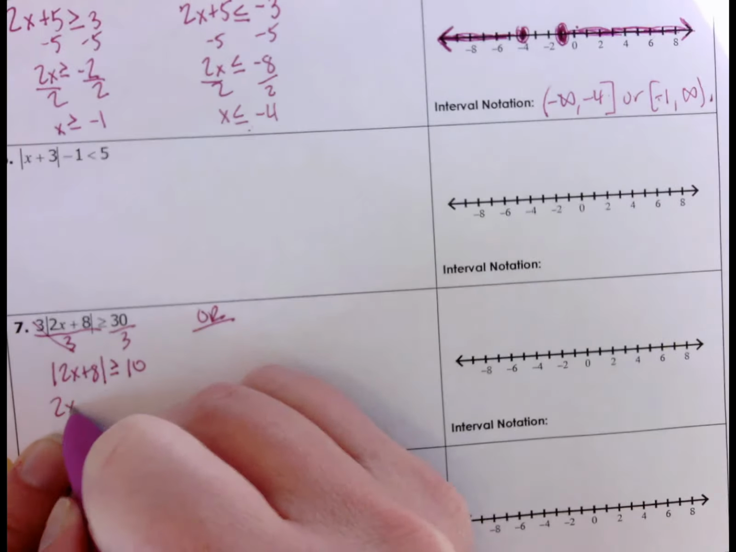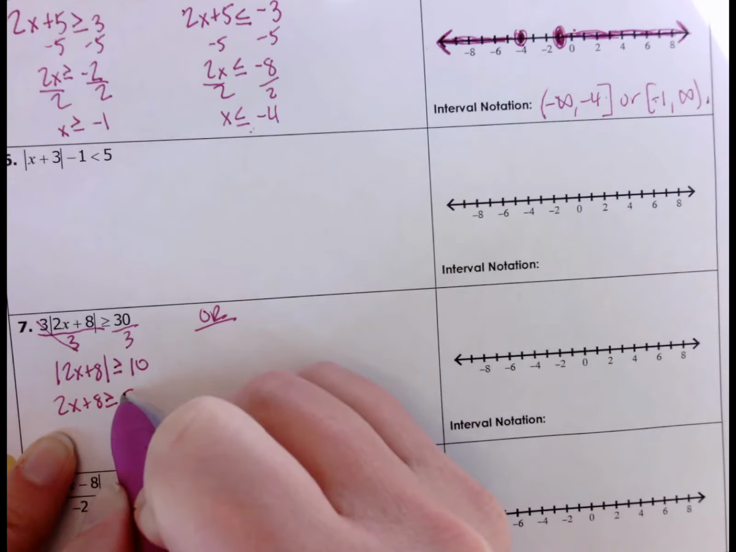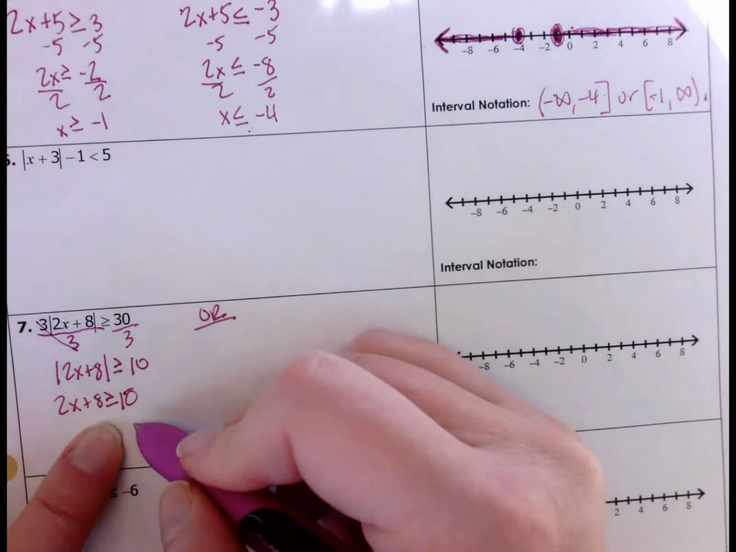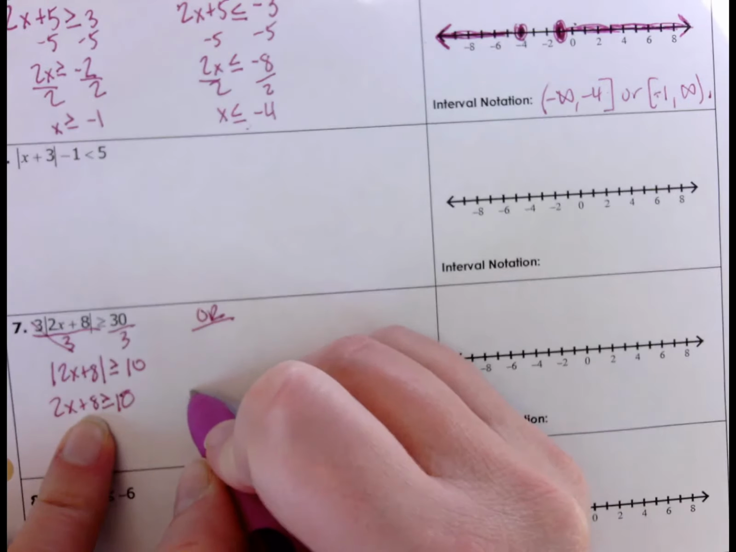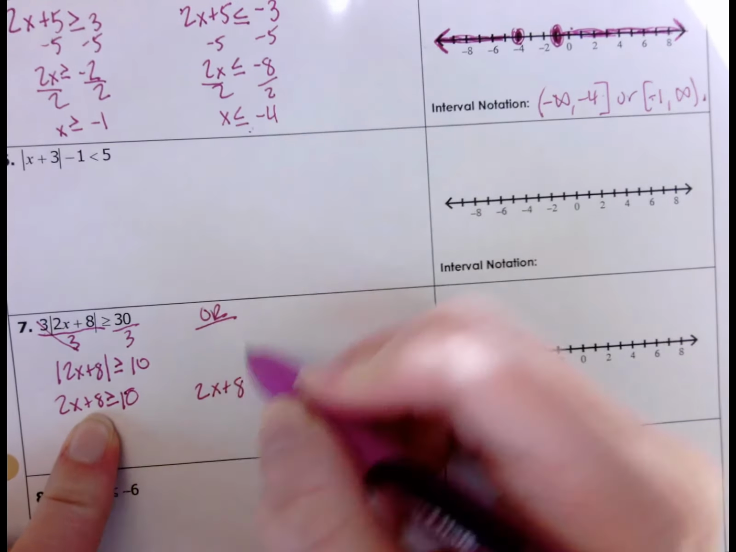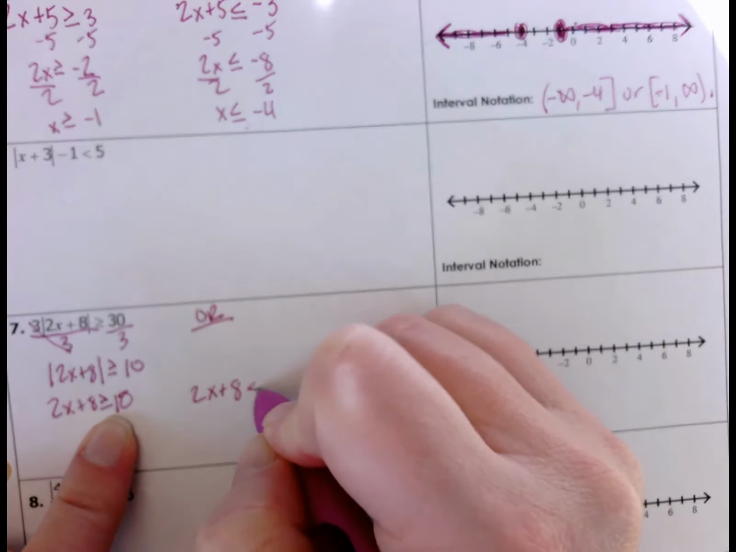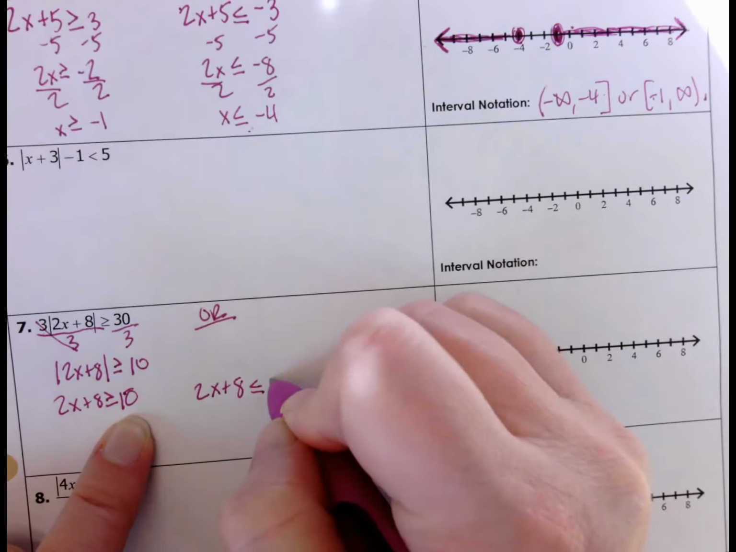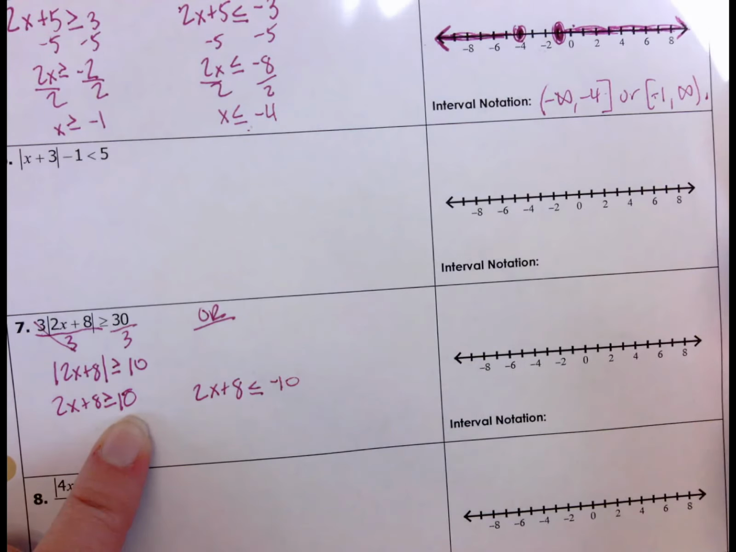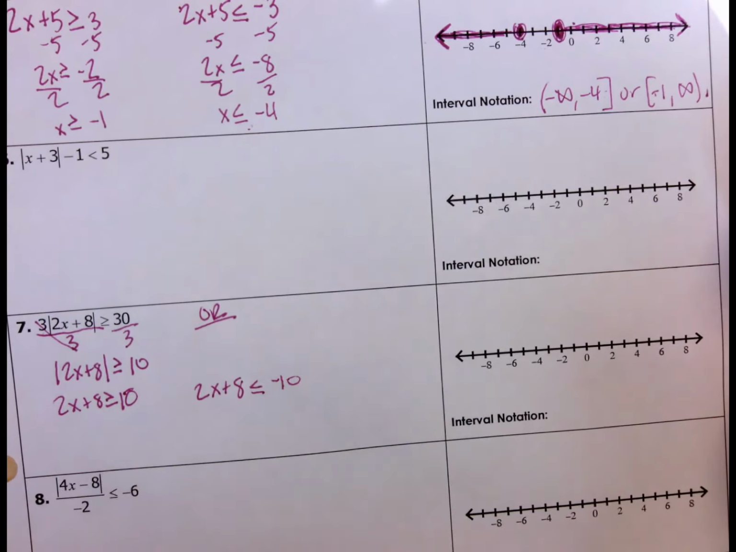So we'll have 2x plus 8 is greater than or equal to 10. That's the first one. The second one, we keep what was inside of the absolute value. We switch the greater than to a less than, and we switch the positive 10 to a -10.